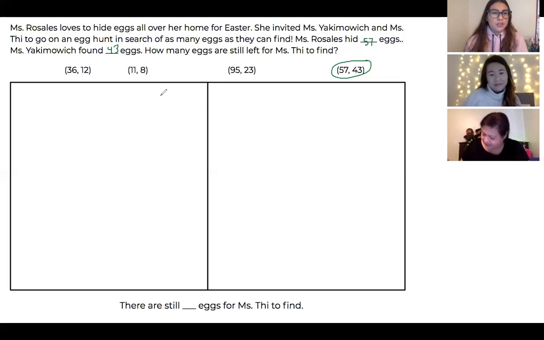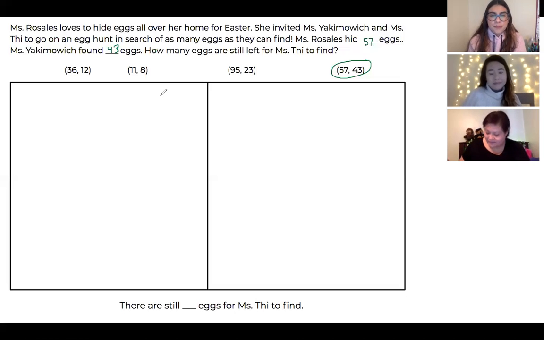Okay. Miss Rosales loves to hide eggs all over her home for Easter. She invited Miss Yukimowicz and Miss T to go on an egg hunt in search of as many eggs as they can find. Miss Rosales hid 57 eggs. Miss Yukimowicz, because she's amazing, found 43 eggs. How many eggs are still left for Miss T to find?